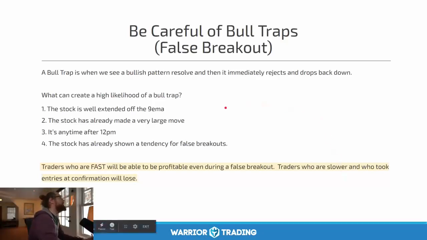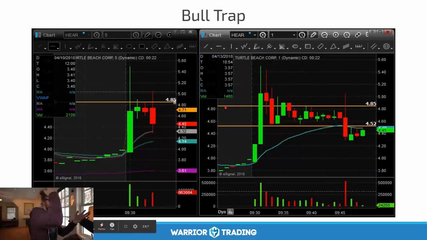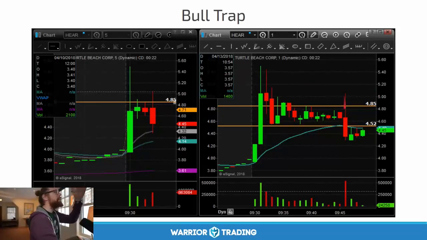So that's where we're at. Okay, so this is a bull trap. There it is. Look at that. It rips up through 485 to 5, and look at that breakdown. It just immediately rejects. It's instantaneous. It's so fast. A 5-minute false breakout, a 1-minute false breakout.